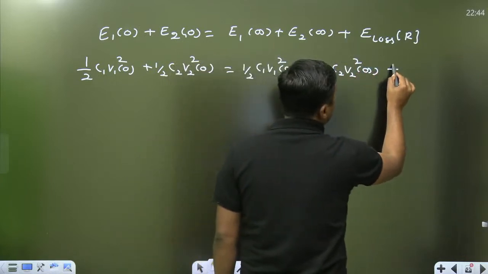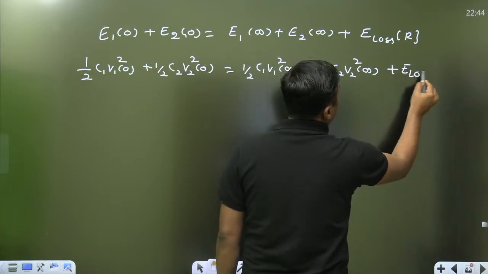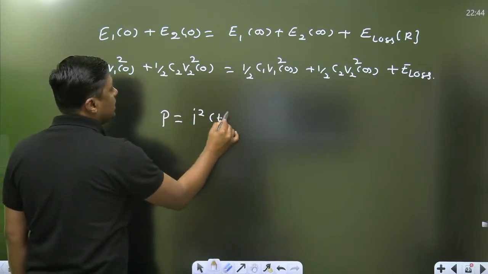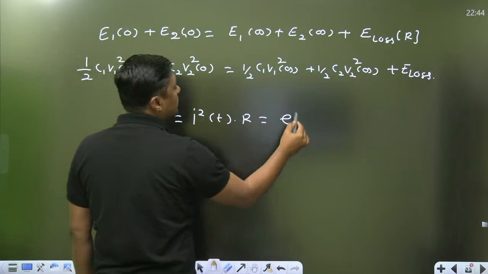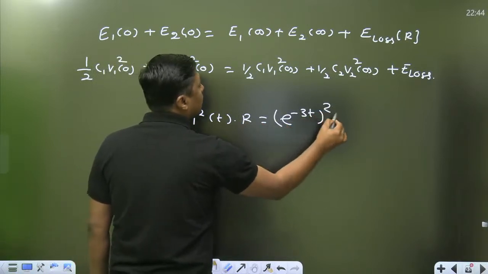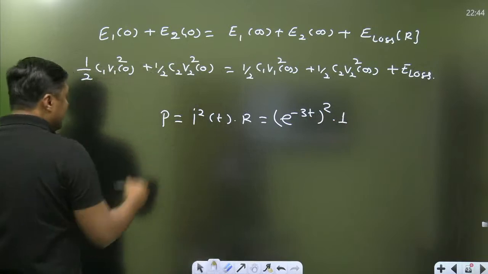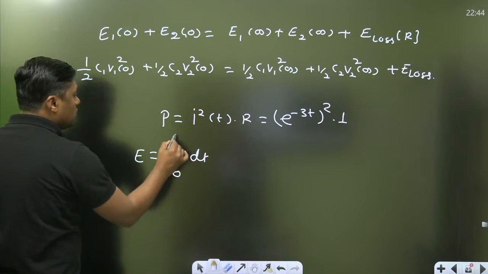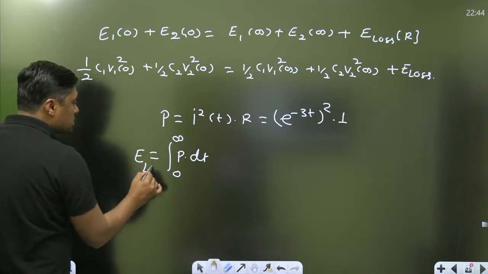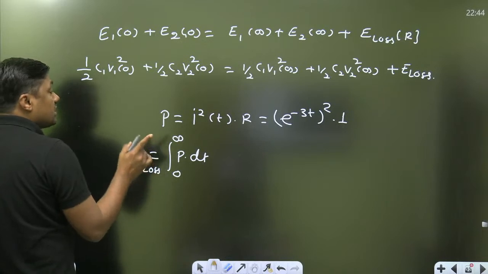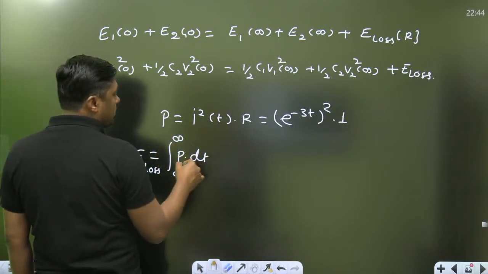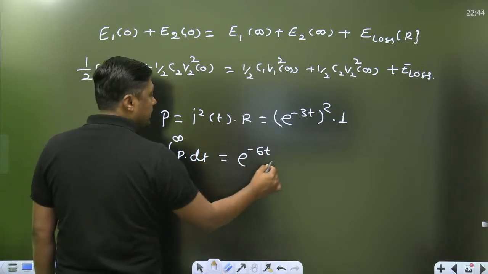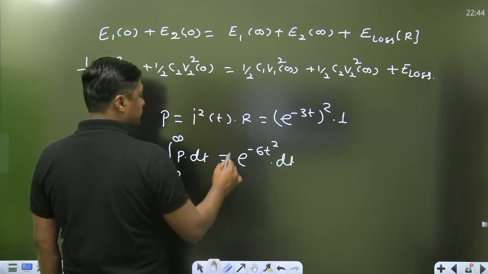And what is the lost energy? I am giving you the formula. You have to calculate the power. What is the power? I square into R. You have the current e raised to power minus 3t, and what is the value of R? 1 ohm. Integrate p dt from 0 to infinity. This is the energy loss across the resistor.